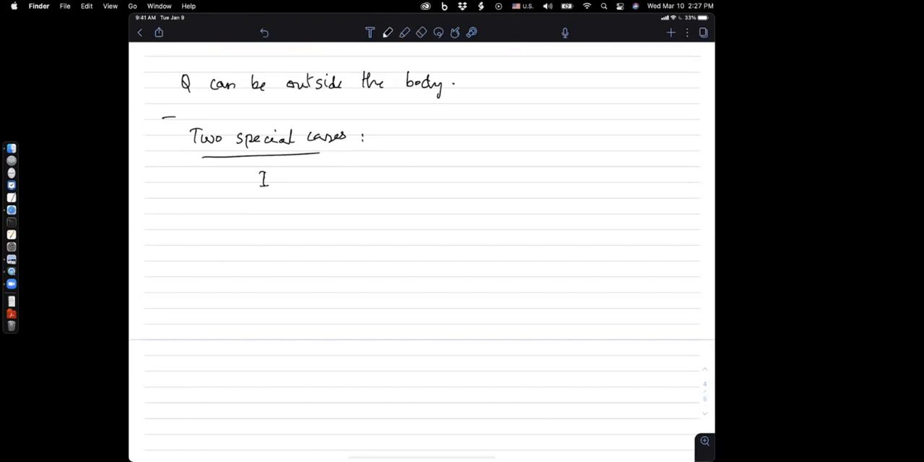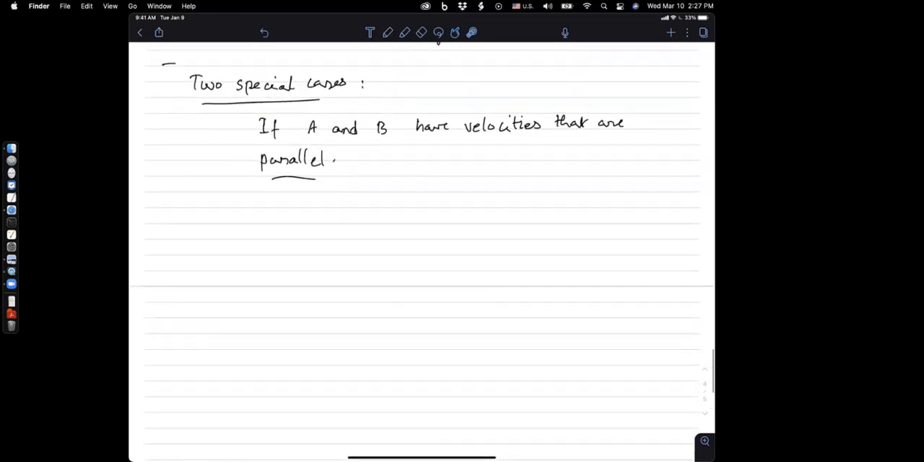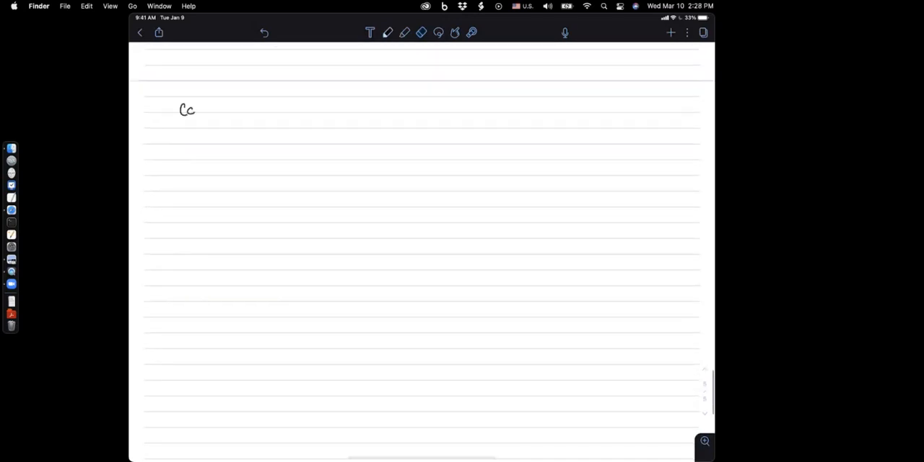If A and B have velocities that are parallel, like this and this, then they're perpendicular to those things. Well, what can happen there? Case 1, let me do it on the next page. So there are two cases there.